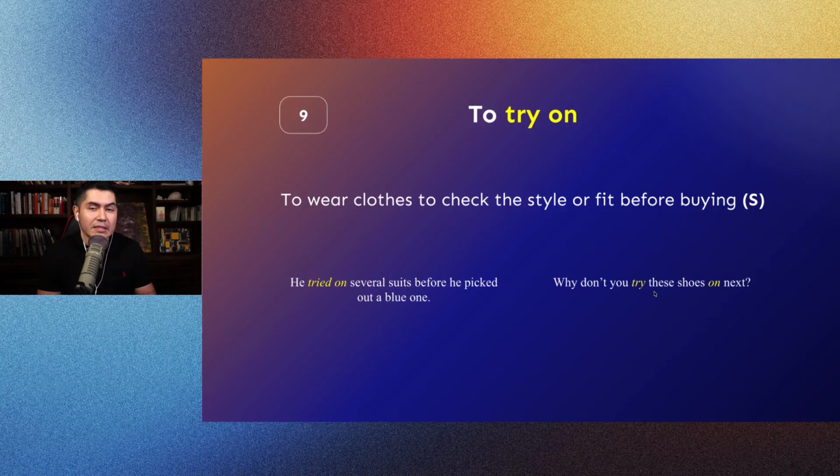Now here we go with the separable example. Why don't you try these shoes on next? Maybe that's your mom or your wife or your girlfriend saying, hey, try these on. I want you to try these on. And I say, go ahead, try them on. Don't fight them, because they can see things that we don't.